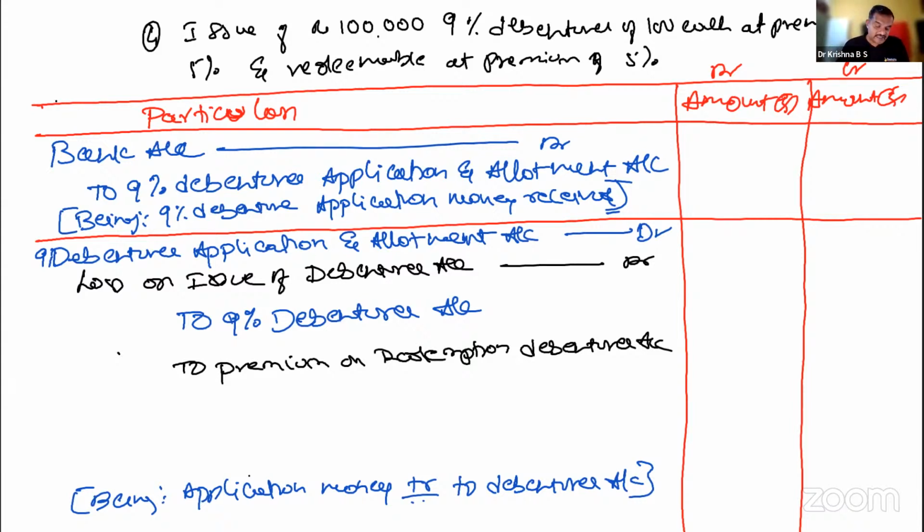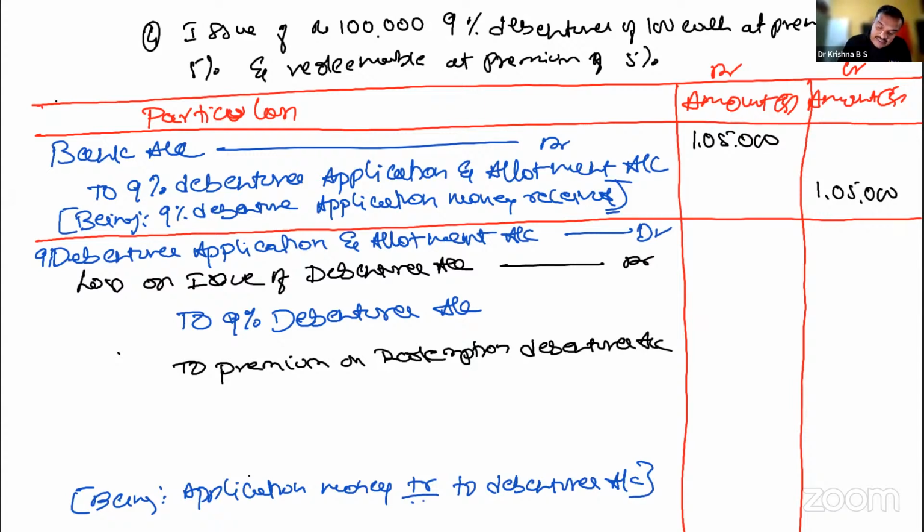So the first entry will be the same. What is the first entry? We have issued at a premium. Issued at a premium and I have taken 5,000 rupees extra. Right? 1,05,000 you have taken. Right? That 5,000. Next, 9% debenture application allotment account debit.